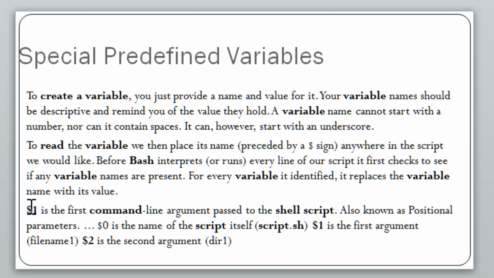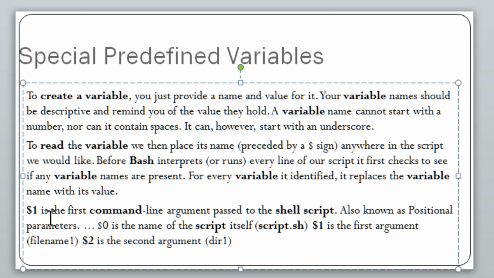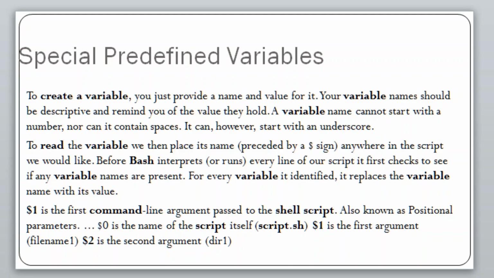So $1 is the first command line argument passed to the shell script, also known as positional parameters. $0 is the name of the script itself. $1 is the first argument, $2 is the second argument, and so on. Okay, so guys, these are special predefined variables. I can't name a variable 1 or 2 or 0, okay, because those are reserved as special variables. So when I pass an argument to a script, the first argument goes to $1, and it stores it in that variable. The second argument gets stored in $2, and so on. And as it said here, $0 is the name of the script itself.